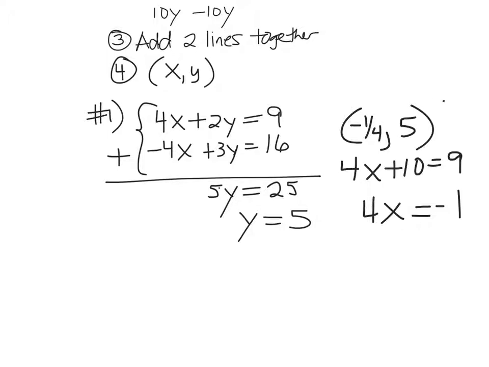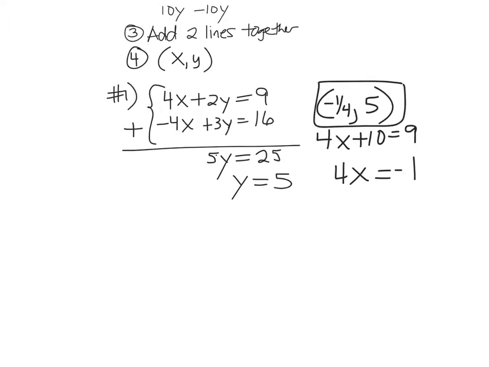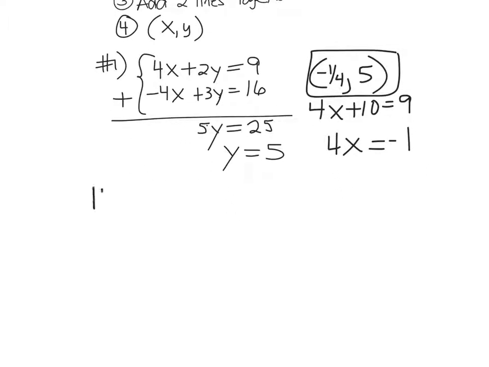That would have been really terrible to graph, huh? I would have never thought that negative 1/4, 5 was the answer. Really bad. Okay, pretty easy, right? This is an Algebra 1 basic problem. This is like the first type of problem you get when you learn this in Algebra 1.